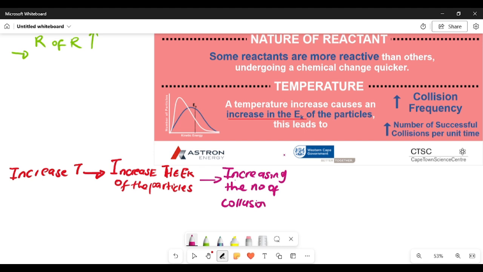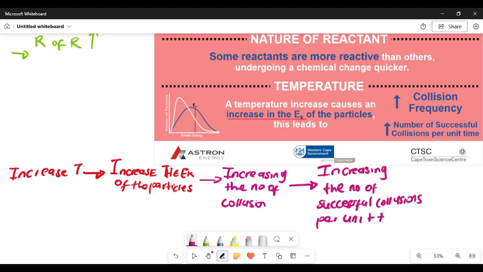So here, when you increase the number of collisions as a result of increasing the energy, this would also increase the number of successful collisions per unit time, right? And as a result, the rate of your reaction would increase.